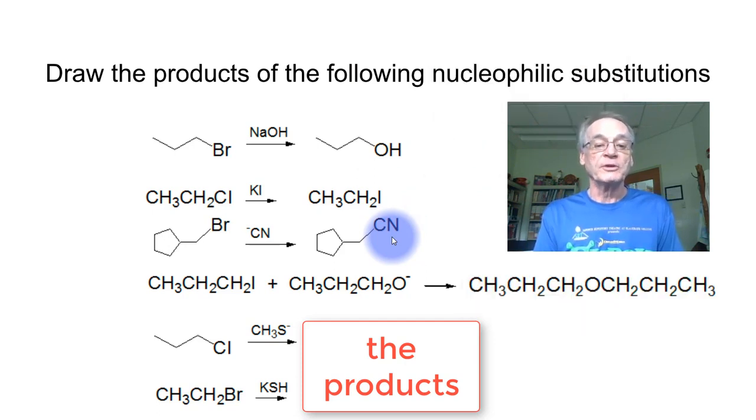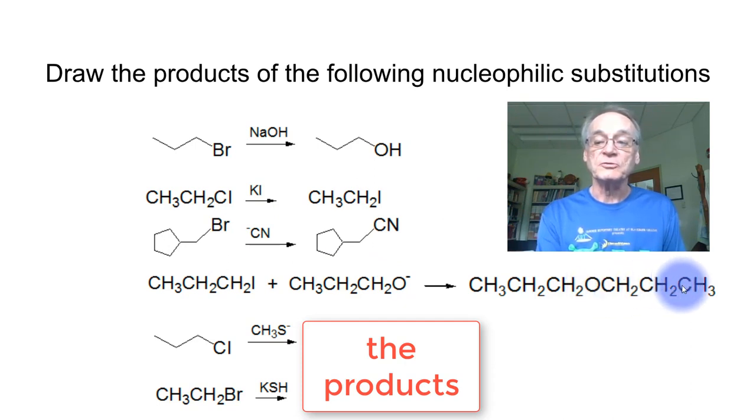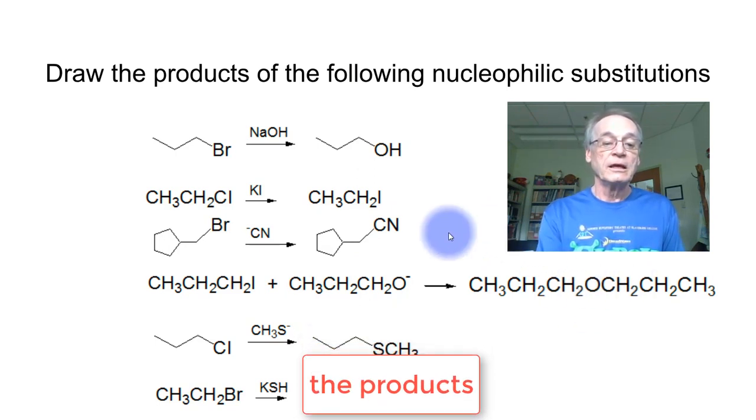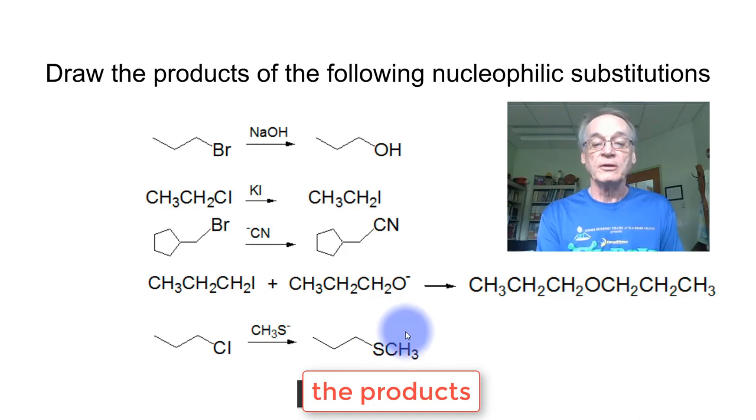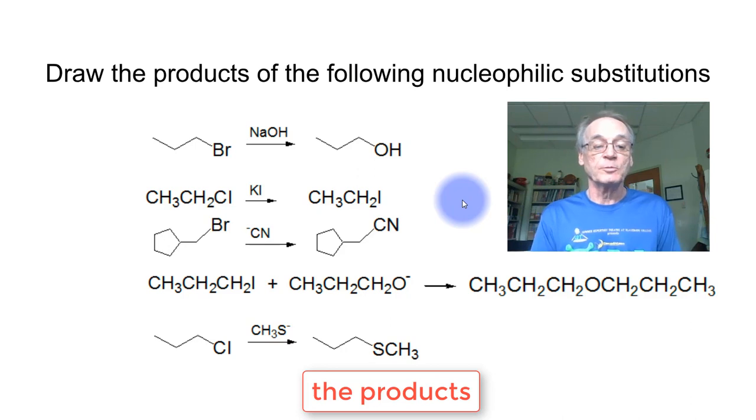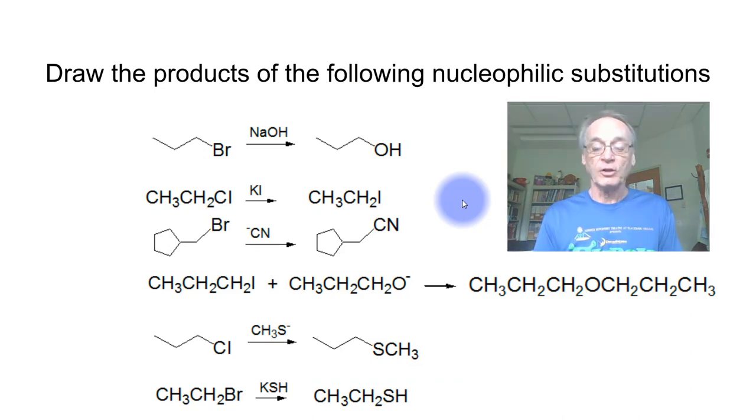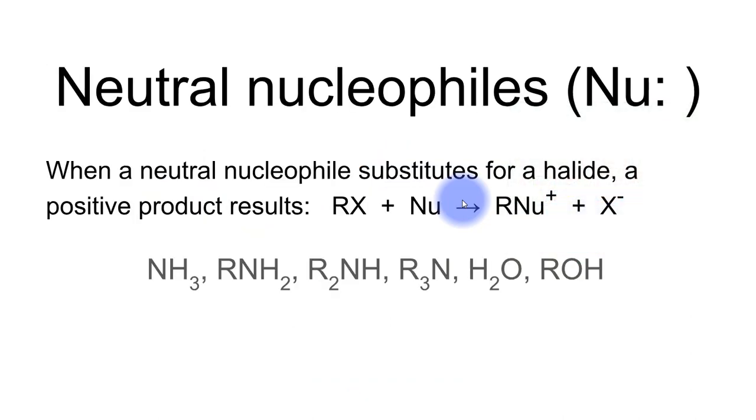In the fourth one, we're replacing iodine with a negative oxygen. Now notice I have to turn it around so the oxygen is what becomes attached to this carbon in place of the iodine. So there's that oxygen, and then the CH2, CH2, CH3, CH2, CH2, CH3, and so this product is an ether. In this case, we're replacing the chlorine with the SCH3 group, and it becomes a sulfide. As I mentioned, a sulfur with 2 carbon groups is what's called a sulfide. And in the last case, we replace the bromine with an SH minus, so it becomes a neutral SH. We call that a thiol. So that's the first category, negative nucleophiles.